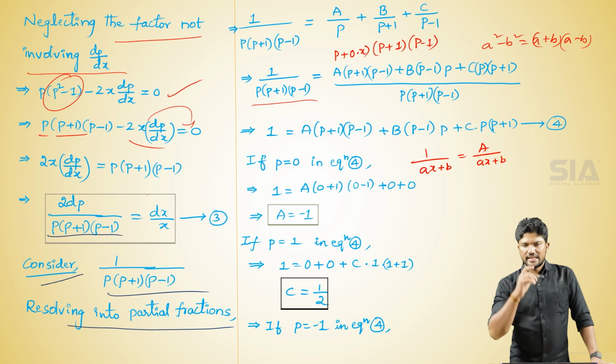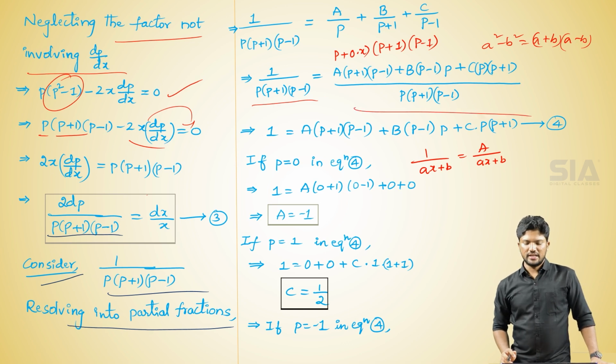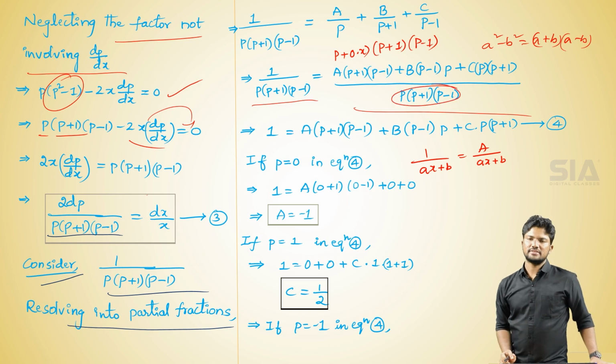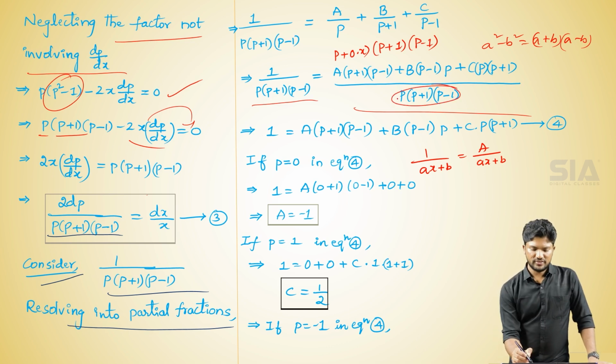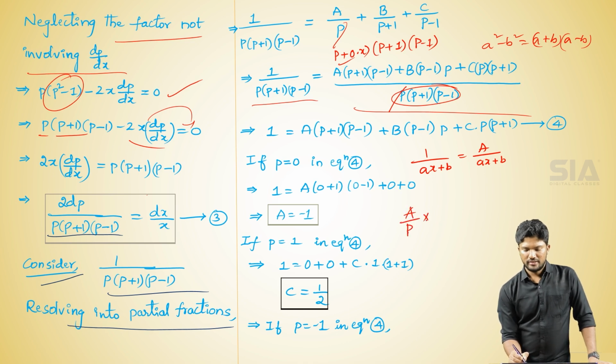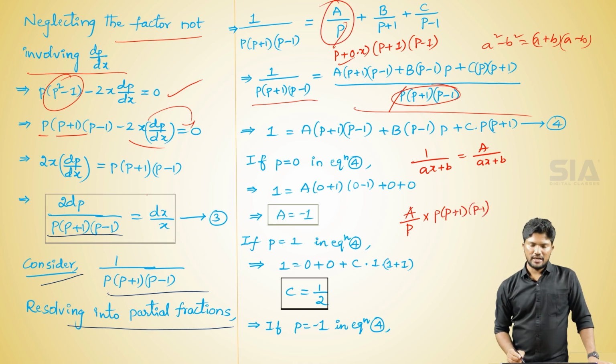LHS as it is: 1 by p into p plus 1 into p minus 1 is equal to, if you apply the LCM on the RHS, p into p plus 1 into p minus 1. For the first fraction, A by p, multiply it with the LCM, p into p plus 1 into p minus 1. The p will get cancelled, and writing the remaining terms, A into p plus 1 into p minus 1.